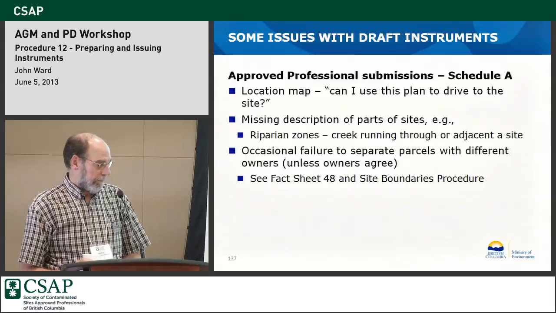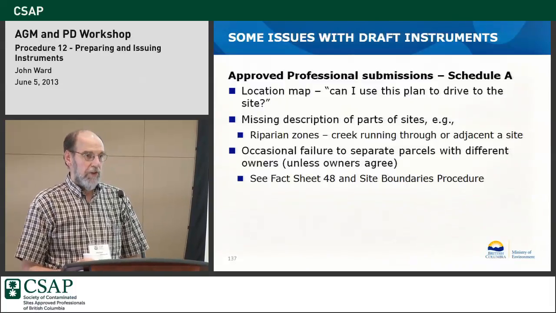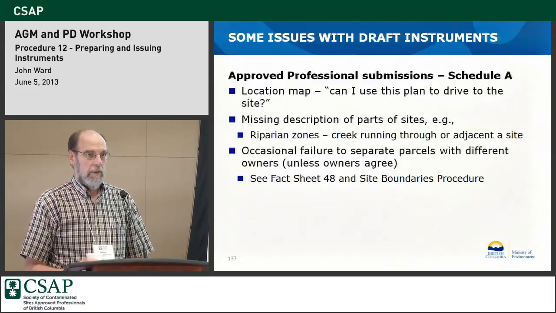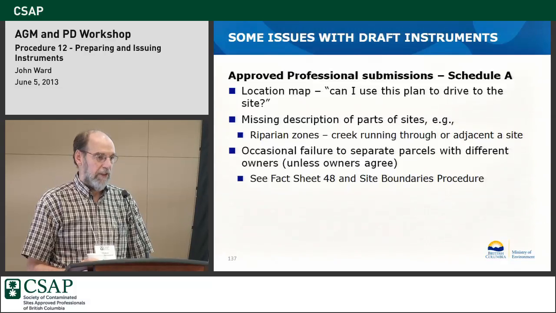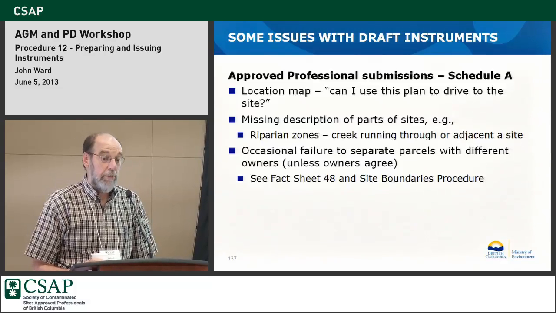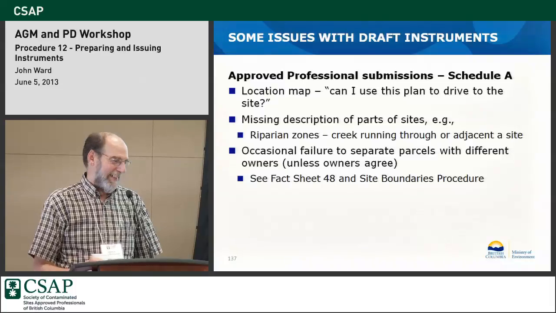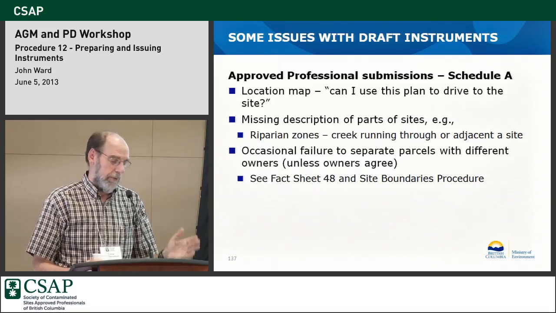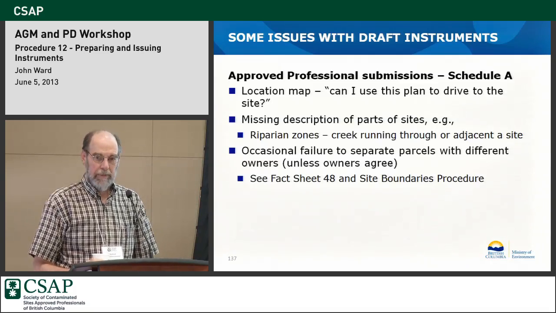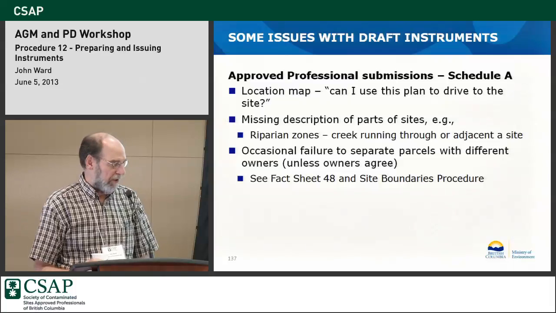Schedule A. Dave asked me to mention this one again. When there's a site location map, you've got to be able to figure out how to drive to the site or ride your bike to the site from that map. I've seen a few of them that are so bad and so faint that we've had to redo them ourselves. So please make them legible. It's going to slow your application down if you don't.